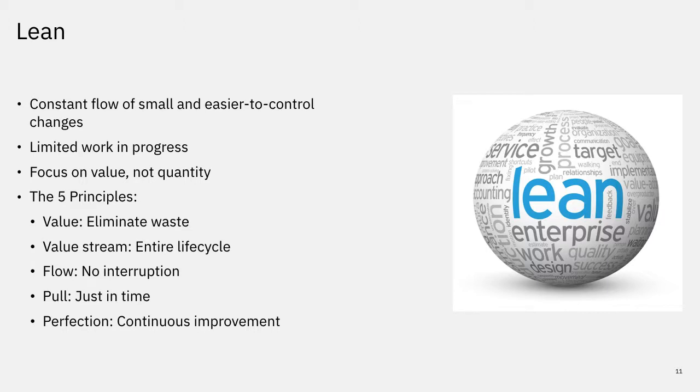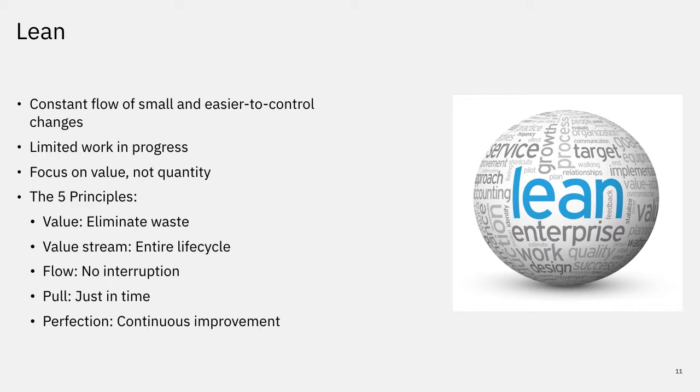The third DevOps principle is lean development. So there is a constant flow of small and easier to control changes. Yes, you'll have to build that big feature, but is it possible to split that feature into smaller, easier to control chunks that your developers can deliver one after the other? This lets you make sure that the work in progress is always limited. You do not have large chunks of work in progress, and you're able to focus more on value and not quantity.